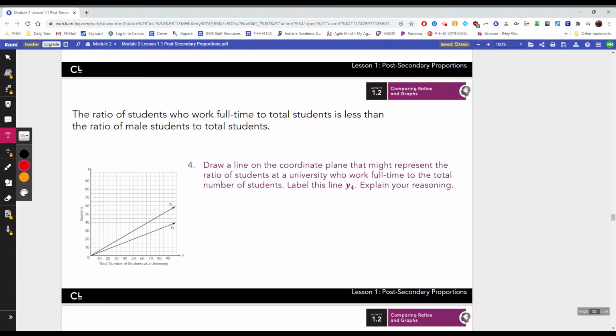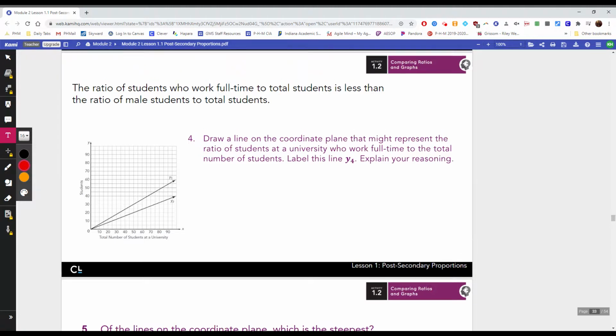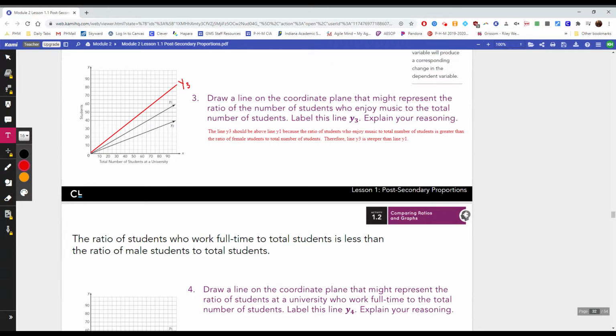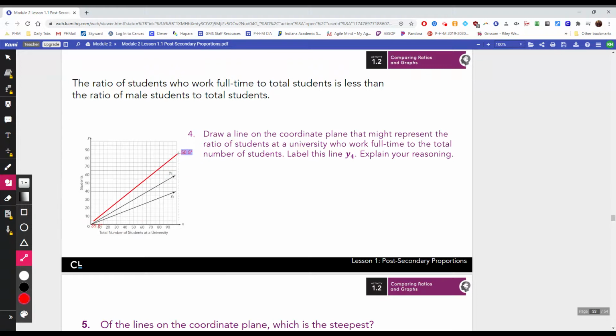Number 4: the ratio of students who work full-time to total students is less than the ratio of male students to total students. So now we have a fourth group. Let me put my graph for Y3 on here. So it was somewhere in here, just so we can see everything. Right, there's Y sub 3. I'll label it here.